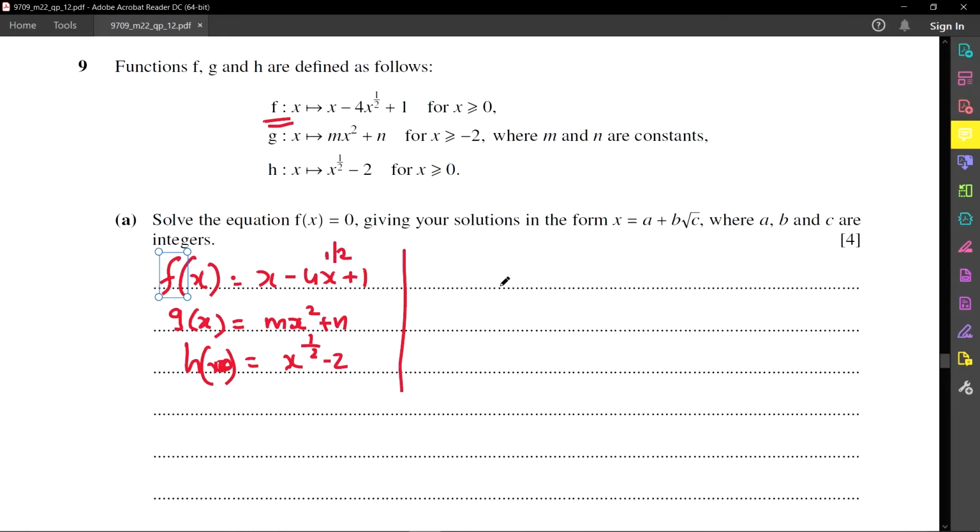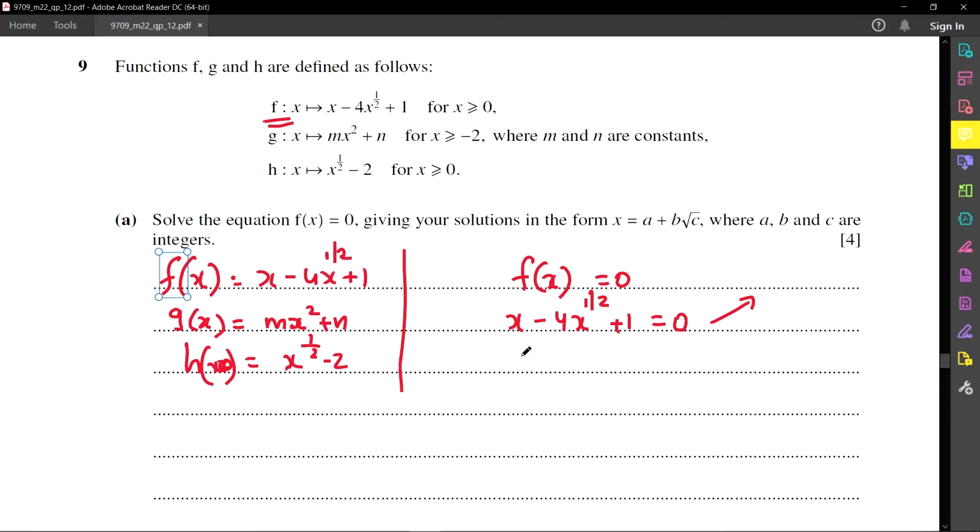So f of x equal to 0, which means x minus 4x power half plus 1 equal to 0. Remember, this is a concept of quadratic equations, where you have different models of quadratic equations, where the powers of x are like x power 6, x power 4, root x, which all can be modified to a simple quadratic by a simple substitution.